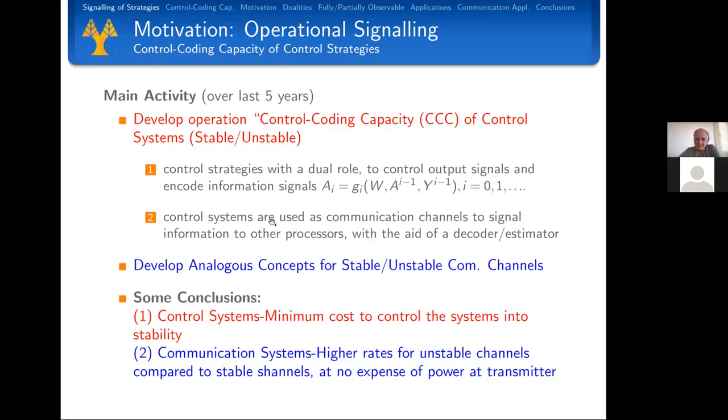So we want to develop first, I will take some classical stochastic control problems, and then I will take some classical communication channels, which can be stable and unstable, and then see where it will lead us. Some of the conclusions expected here are that for control systems, there will be a minimum cost to control the system into stability before you have any coding rate. For some communication systems, it would be the case that stable channel poles result in increased achievable rates at no expense of transmit power.